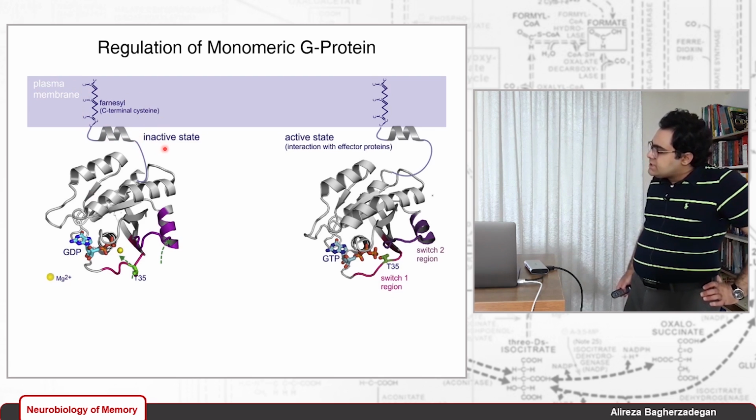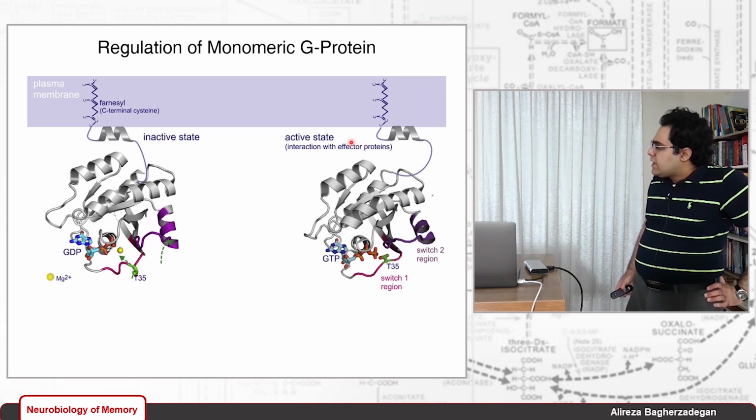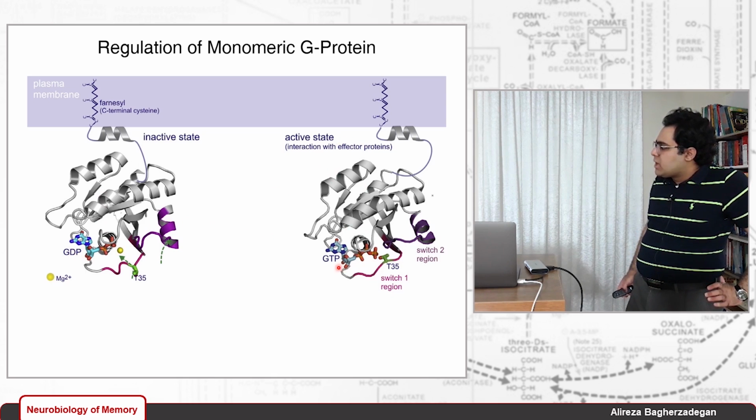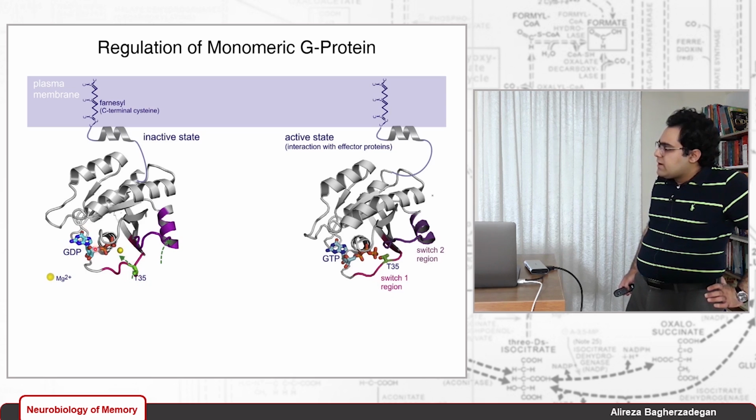And this is the G protein in its inactive state. Why? Because the GDP is bound. And this is the same G protein, but in the active state. Why? Because we have a GTP bound here. And look at the position of threonine. It's threonine 35 here, and here we have GDP. Look at the position.